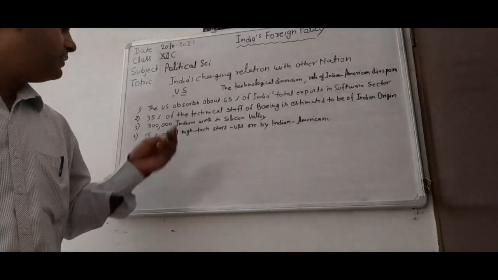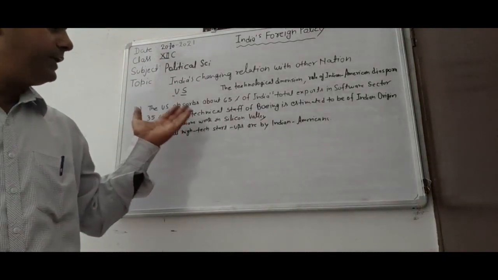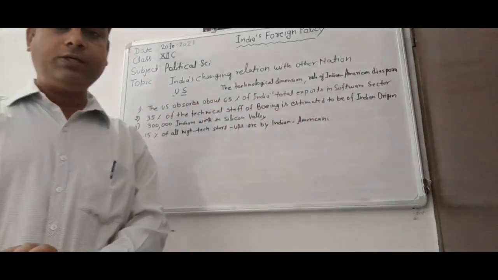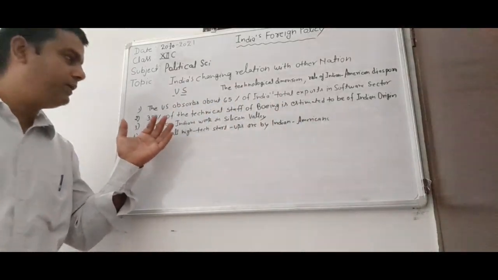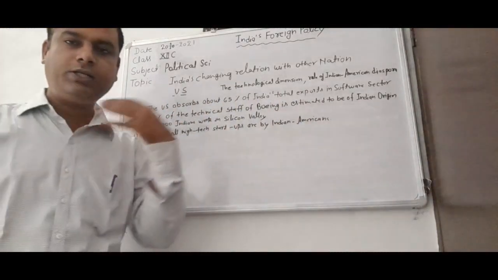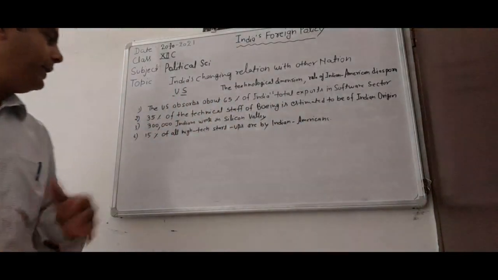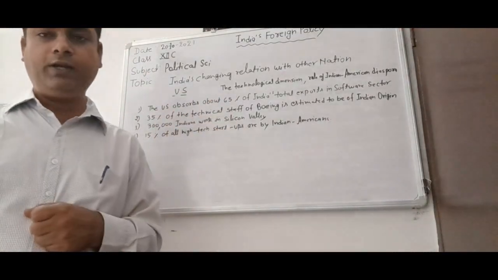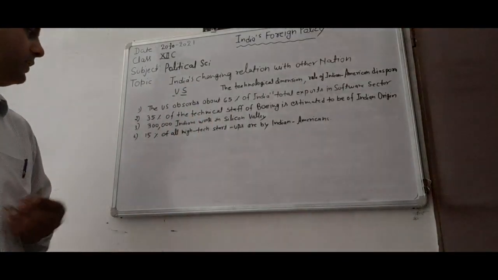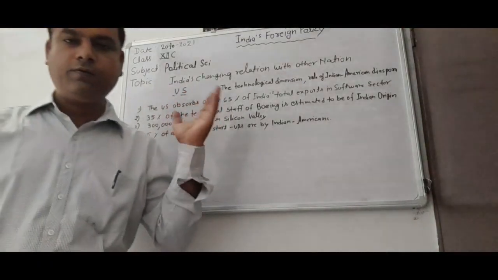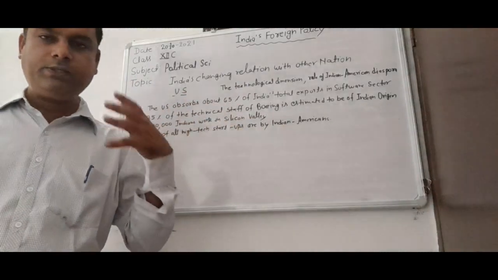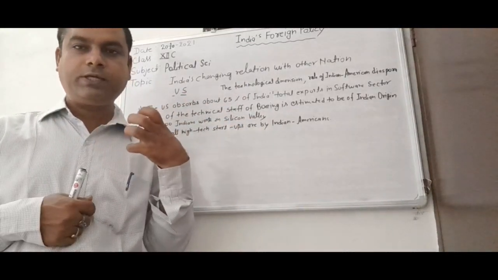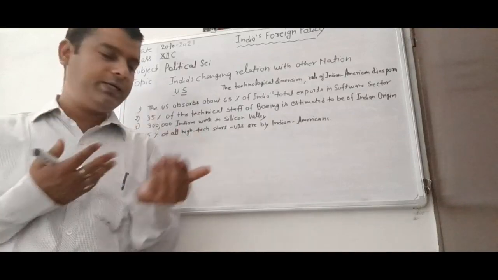And the second thing, 35% of the technical staff of Boeing is estimated to be of Indian origin. And 3 lakh Indians work in Silicon Valley in the USA. 3 lakh Indians are workers in Silicon Valley. It means the technical needs and technical staff needs will be fulfilled by India.